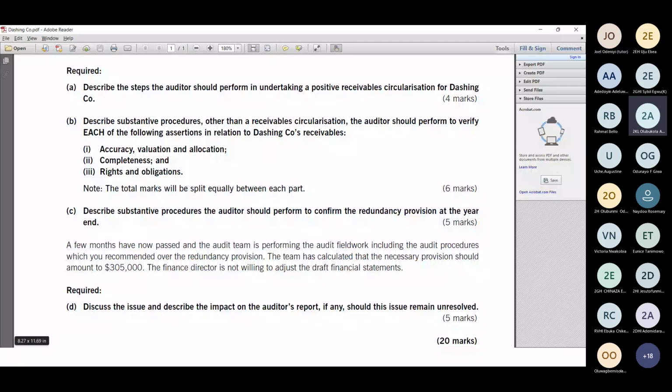Okay? Right? And if the redundancy provision were so significant that the auditor considers it to be fundamental to users' understanding of the financial statement, then the auditor can include an emphasis of matter paragraph where the auditor would draw users' attention to the disclosure in the notes relating to the redundancy provision. But in this case, this one is not significant enough to warrant an emphasis of matter paragraph.